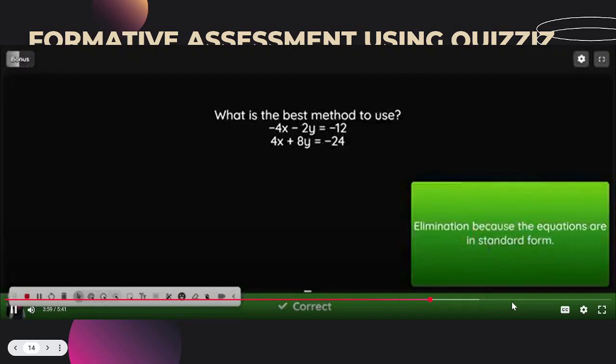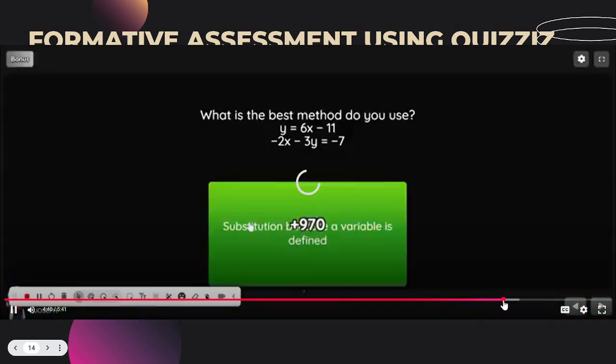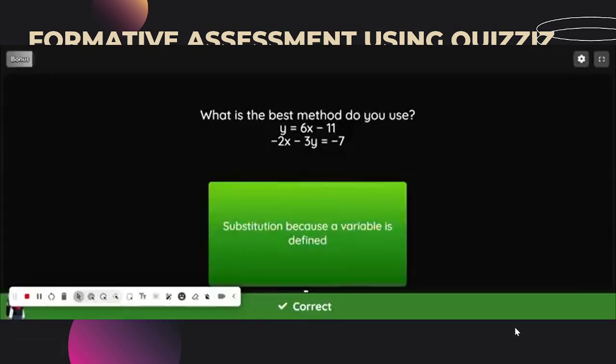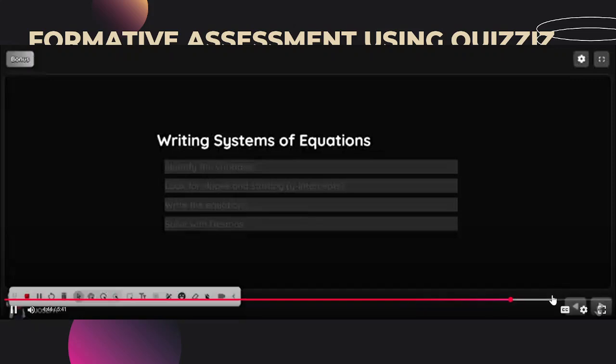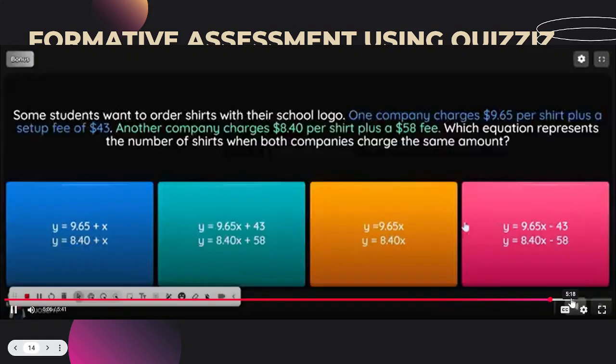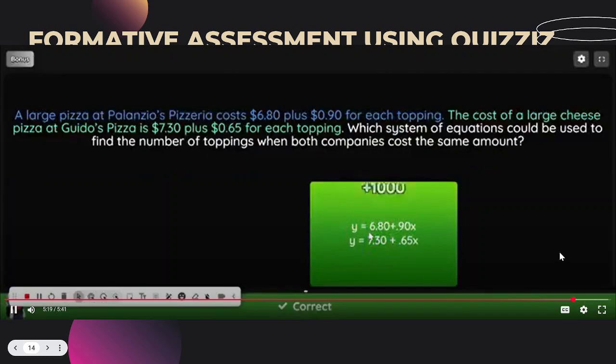We have 2 minutes left. Wow, Joseph, excellent performance. Well done.